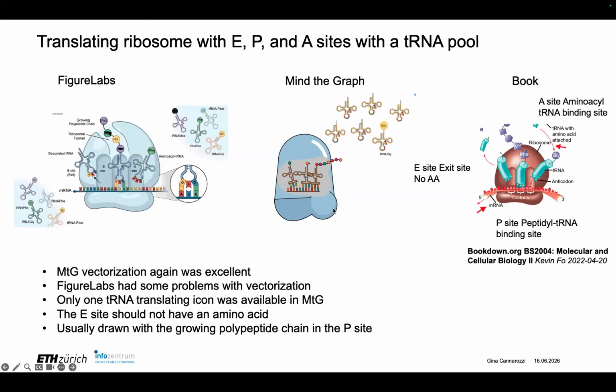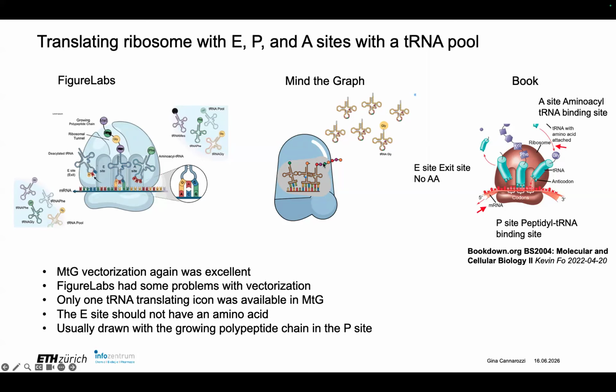Every time you have this black thing, it means that the translation to vector graphics has a problem. So I would say Mind the Graph's vector graphics conversion worked better than in Figure Labs, but the figures are also more simple. In Mind the Graph, I took this icon of a ribosome and superimposed on it this icon of the E, P and A sites. The one thing I'd like to point out on this icon is I'm not sure it's entirely accurate. Normally, this growing polypeptide chain comes out of the middle like it does here and in this book. And here it's coming out the side.